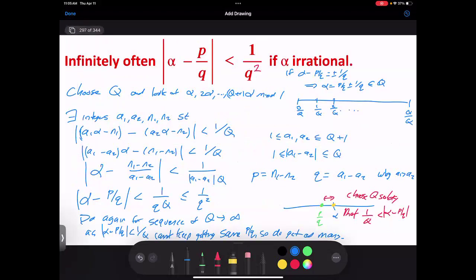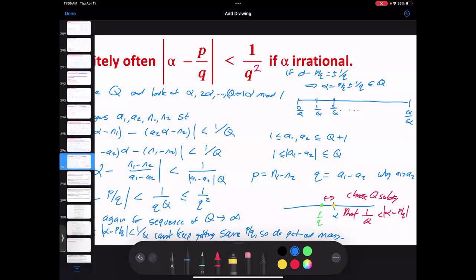We then proved this beautiful result, and I think this is due to Dirichlet, that infinitely often we can get within 1 over q squared. That's now somewhat impressive. If I want to have 4 digits of accuracy, I only need to use denominators of size 2 digits. If I want 8 digits of accuracy, I can do denominators of size 4 digits. So this was a non-trivial result. And then the question was, well, maybe if we just thought harder, we could do better than 1 over q squared. And the answer is no.